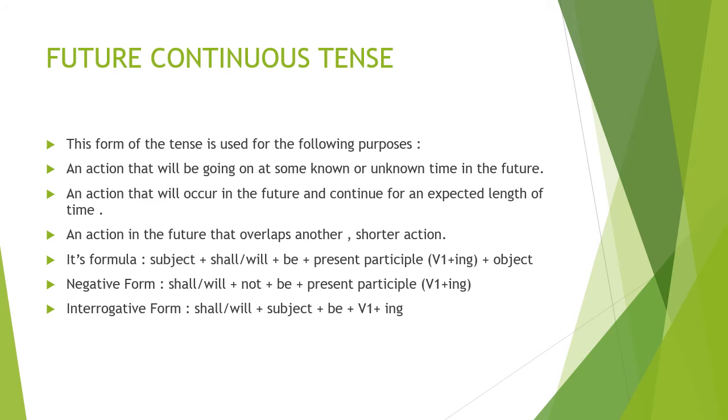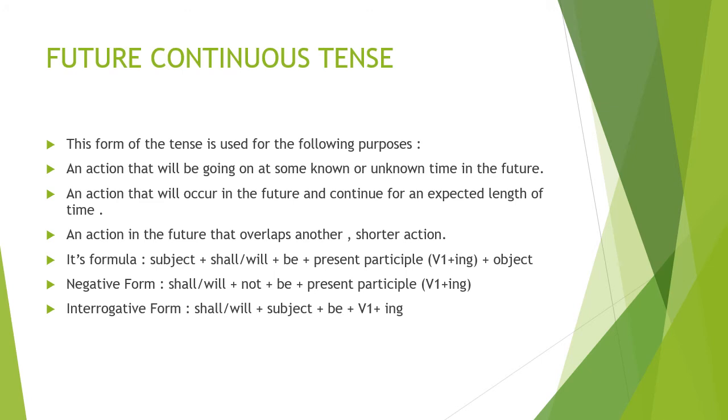You have to take first the subject, after that the helping verb shall or will is added, after that be will be added. Next, present participle. Children, present participle means what? First form of the verb or base form of the verb plus ing, and object after that. Again I want to remind you, shall will be taken by the first person and all the rest of the subjects will take will. First person means I and we.